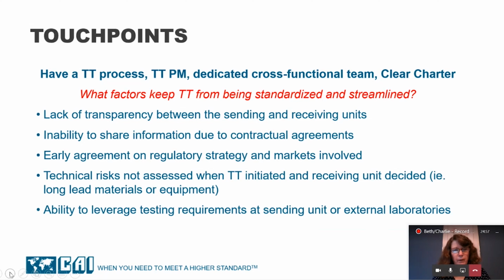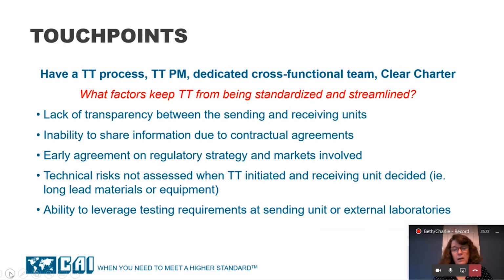And the last slide I have here is on touch points. And the touch point that I'm going to talk about today is, well, you know, you've done all this. You have a tech transfer process. You have a tech transfer PM that's really strong. You have a dedicated cross-functional team and a clear charter. So what's so hard? Why is it still having problems with the knowledge transfer and getting the process ready? What keeps it from being standardized and streamlined?